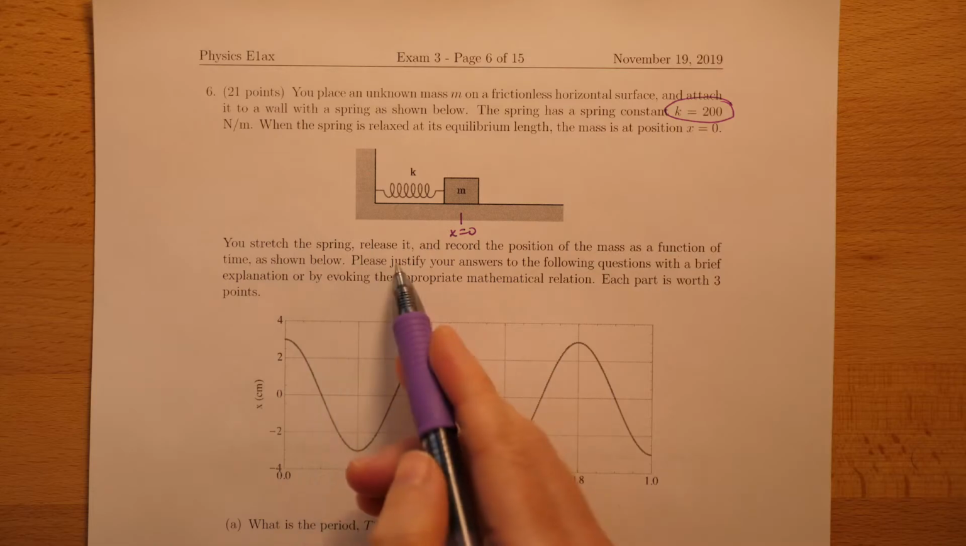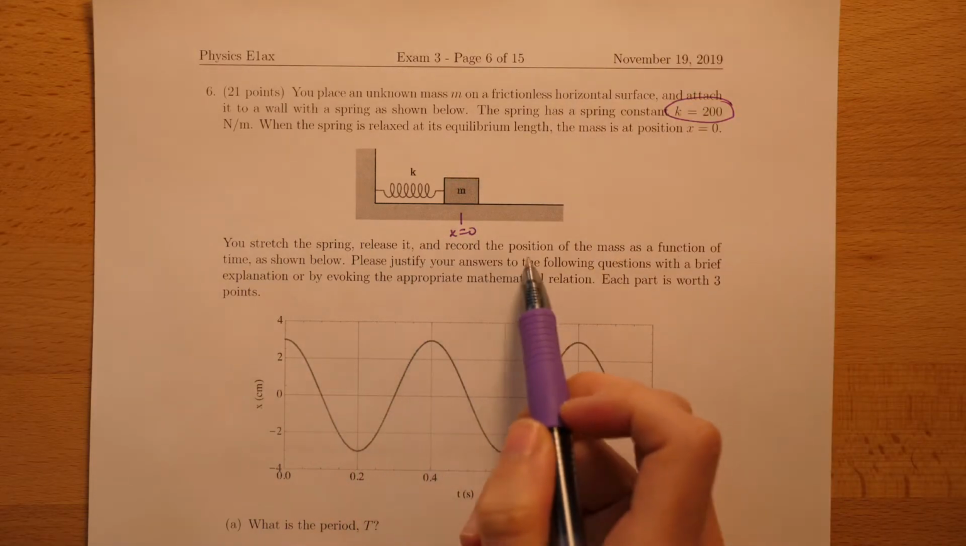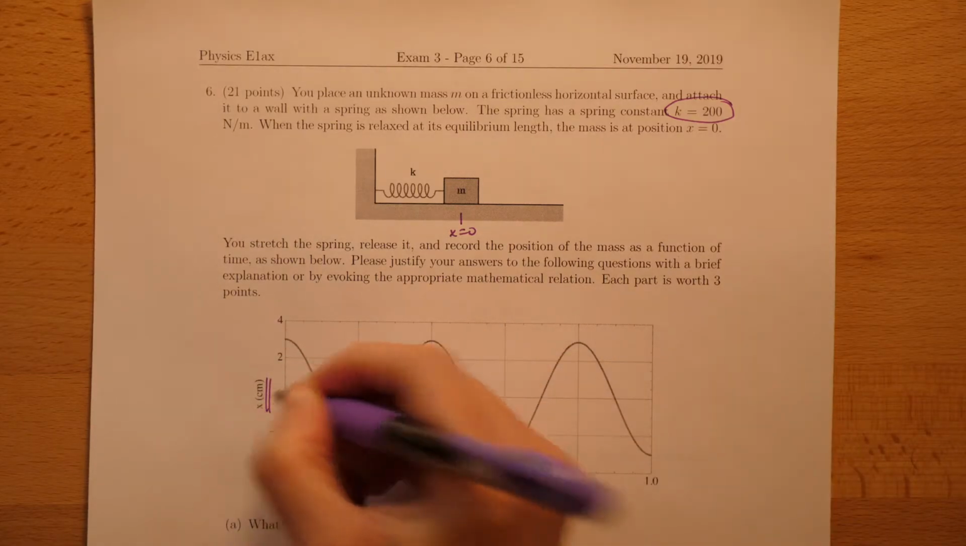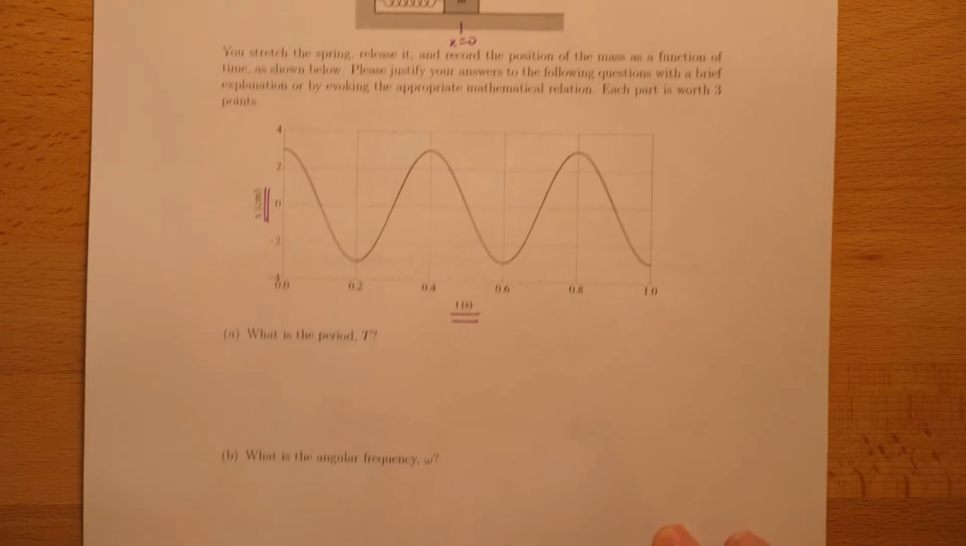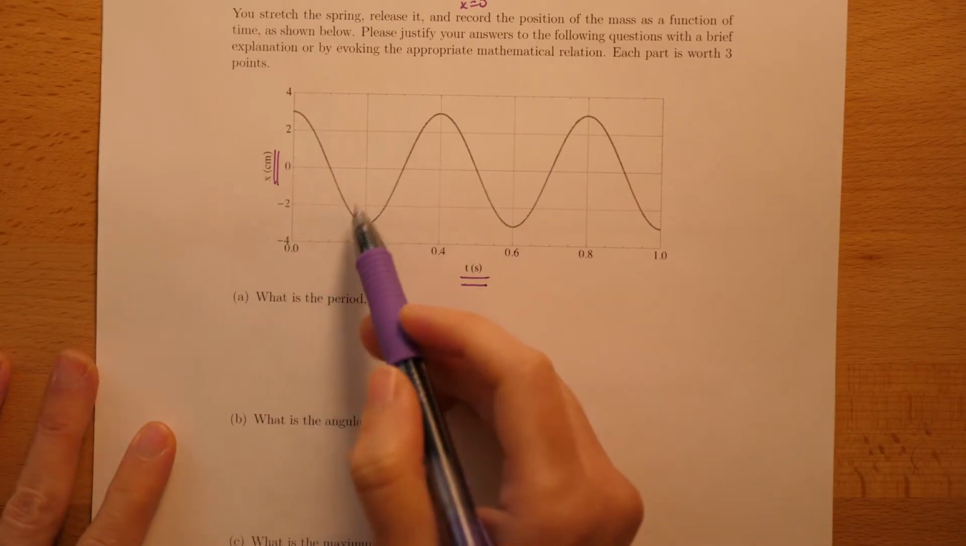You stretch the spring. So we pull the mass out, release it, and record the position of the mass as a function of time as shown below. So we have position versus time here. If we look at this graph, I like to tell myself a story about the graph.